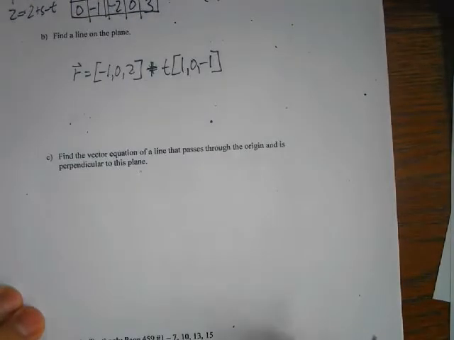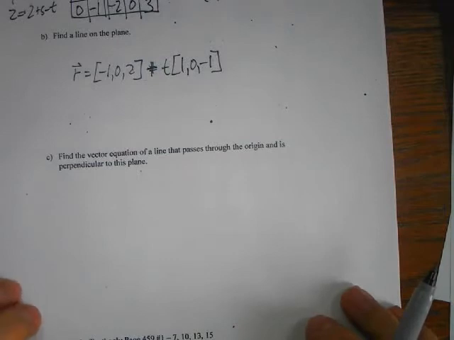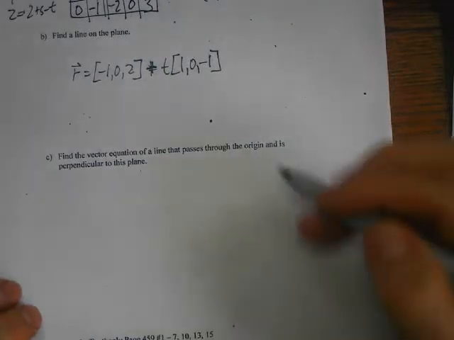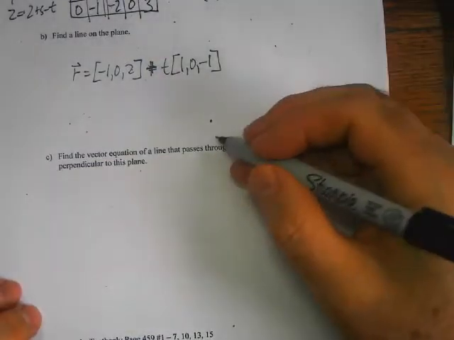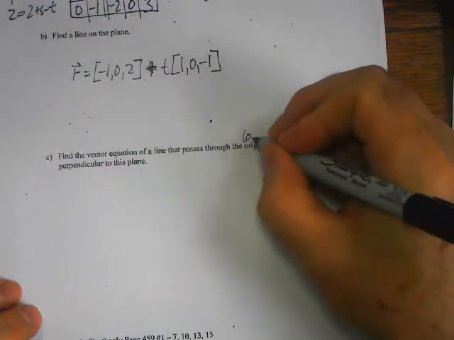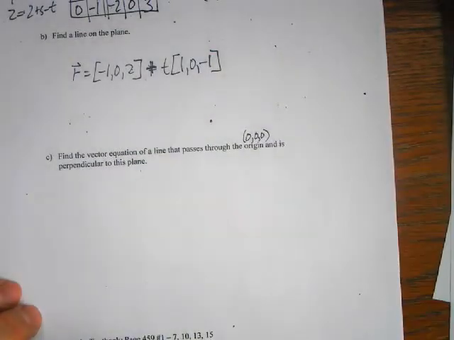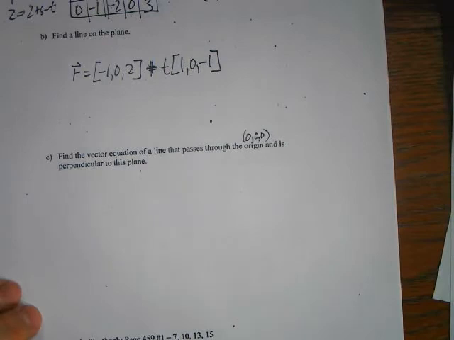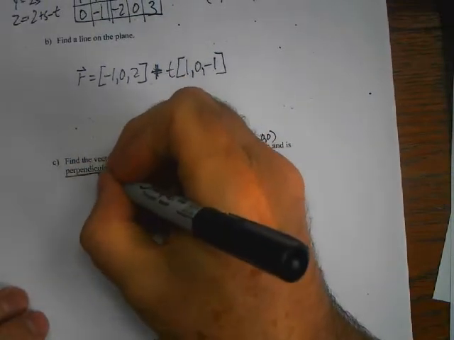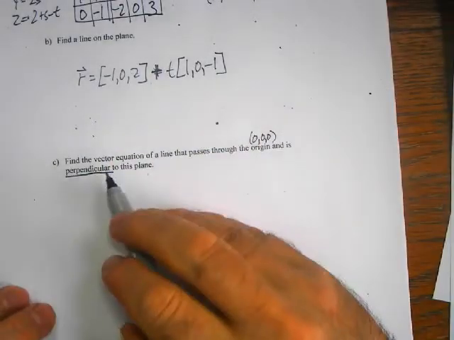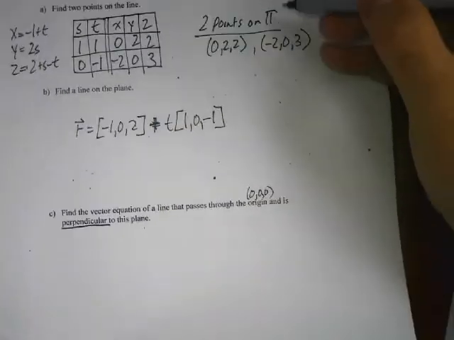Okay, last question. Find the vector equation of a line that passes through the origin. So obviously this is in R3, so that would be 0, 0, 0, and is perpendicular to this plane. Now this plane is the plane up here, just so you know.